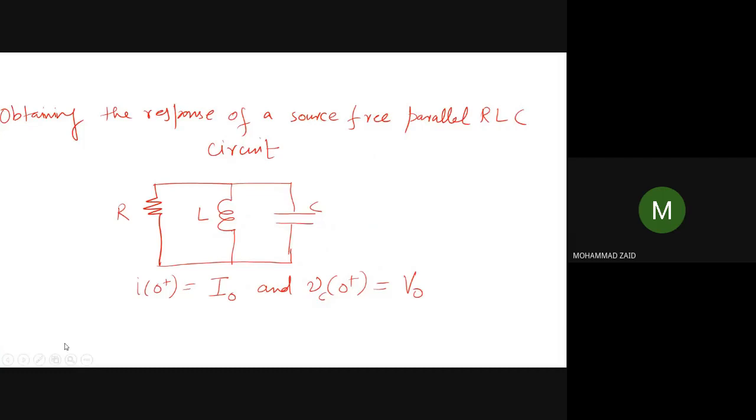So we can see that we have a parallel RLC circuit in which a resistance, inductance, and capacitance are connected in parallel. So obviously, we will get the response of the capacitor voltage VC(t) with respect to time, because it is a parallel circuit. The underlying boundary condition will be decided by the capacitor only.